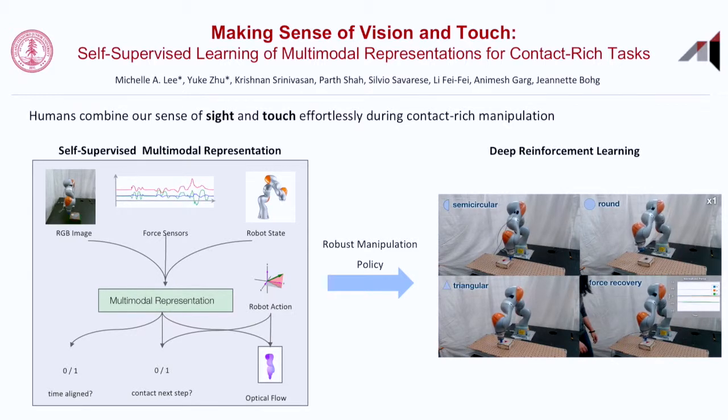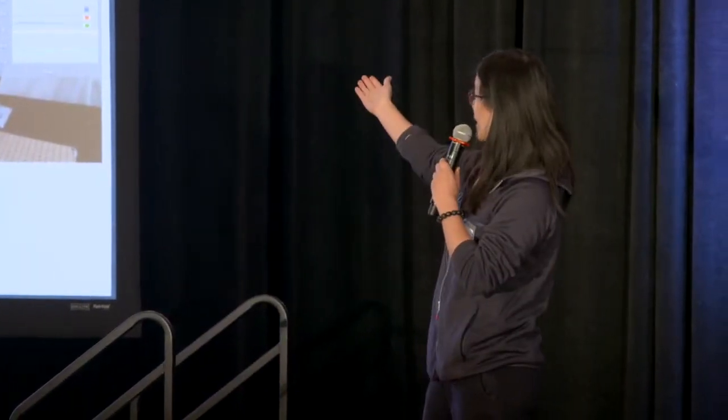To do that, we first learn a self-supervised multimodal representation, which just means that we don't need supervised labeled data. The robot can get the data itself and label it. And we learn a representation that fuses the different modalities. From there, we use deep reinforcement learning to learn a robust manipulation policy that works for many different kinds of peg shapes and geometries. If you want to learn more about my work, please come to my poster. Thank you.